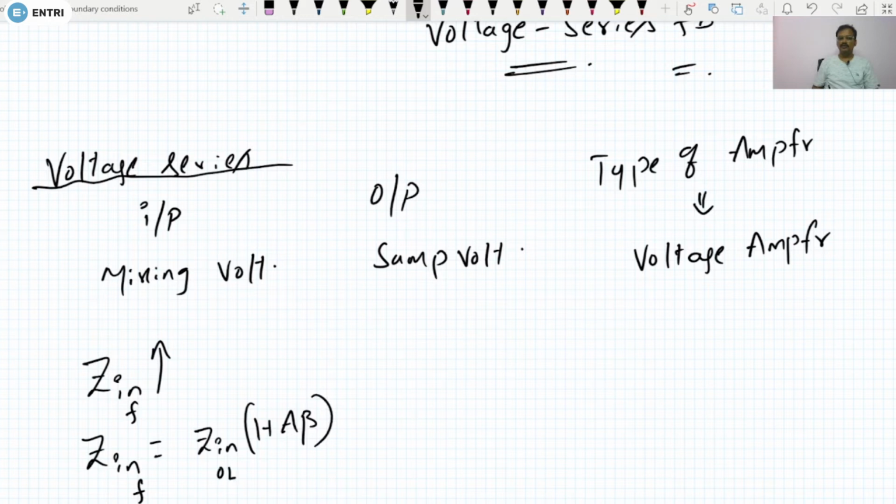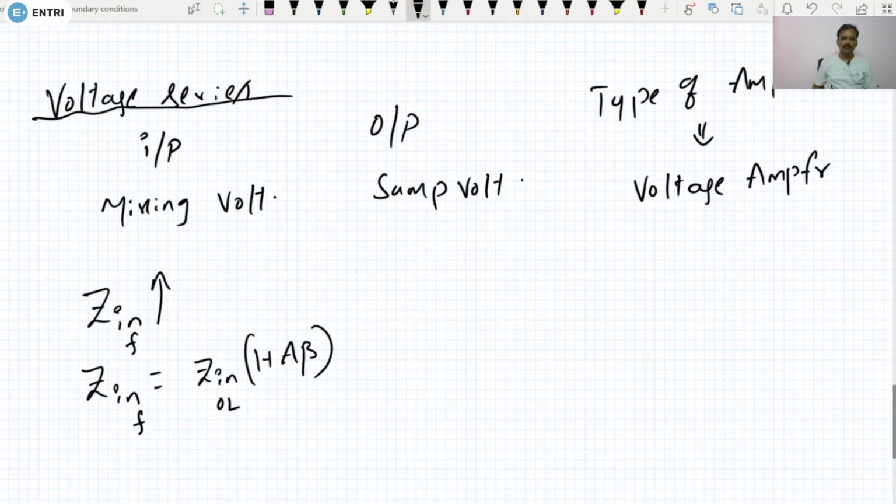So Zin with open loop, the input impedance with open loop, times 1 plus Aβ. That means the overall input impedance with feedback is going to increase by a factor of 1 plus Aβ. Understood? Okay, and similarly the output impedance is going to decrease.